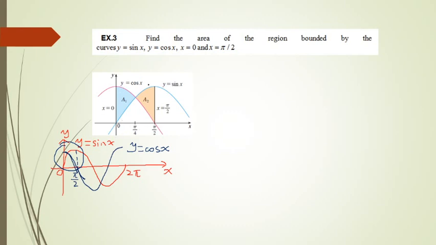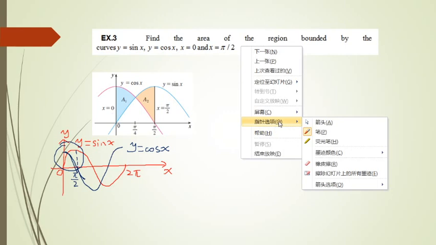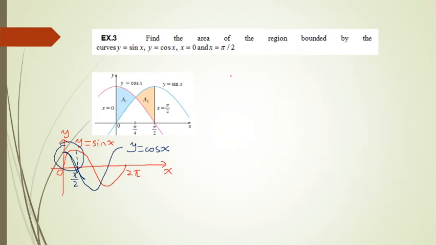And here the blue is sine, the pink is cosine, okay? So from 0 to pi half, you will notice that sometimes cosine is greater than sine, sometimes sine is greater than cosine, right? So here, from 0 to pi over 4, you will do cosine minus sine. And from pi over 4 to pi half, you will do sine minus cosine, right? Let's solve a little quick.